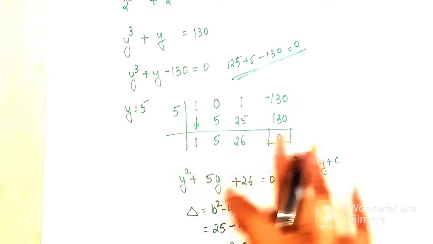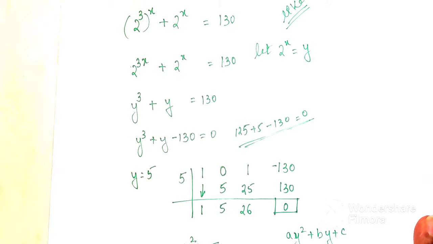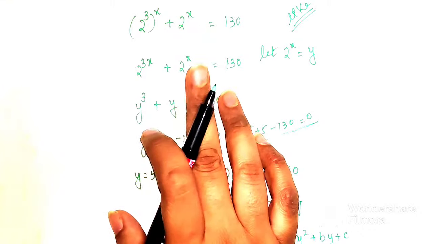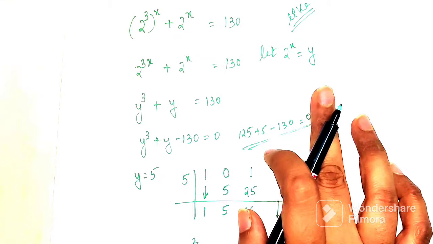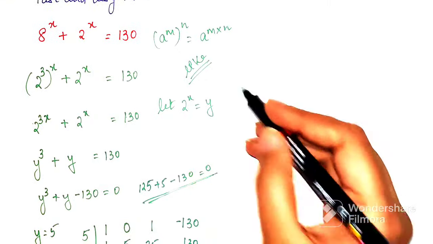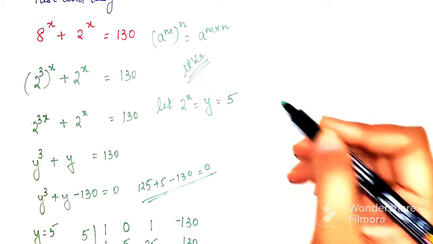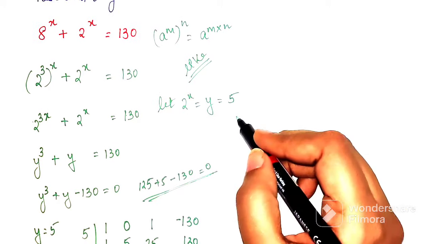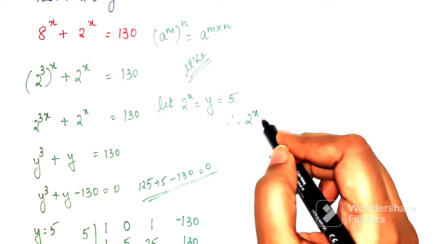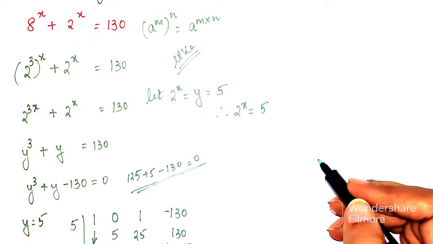But hold on, that is not your actual problem. Your actual problem is to find the value of x. And we know that y is nothing but 2 raised to x. So this is basically y equals 5. So now I can say therefore 2 raised to x is equal to 5.